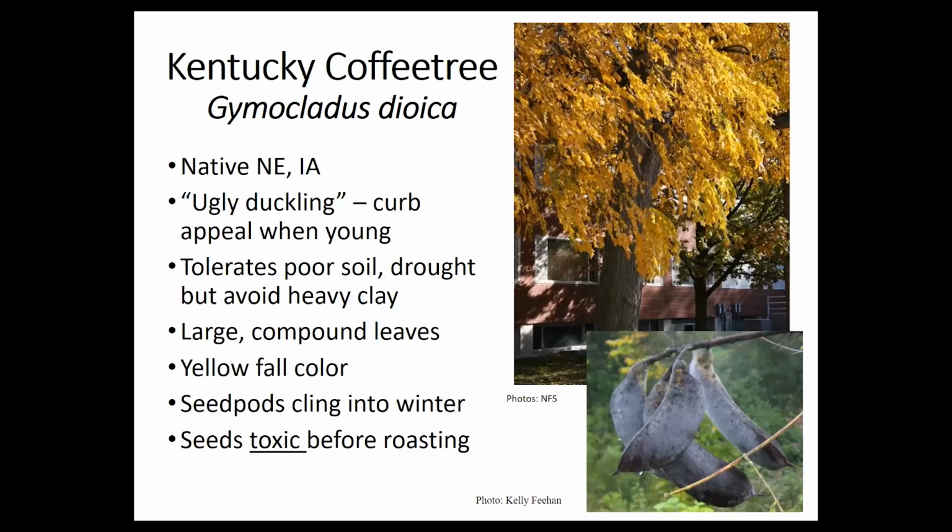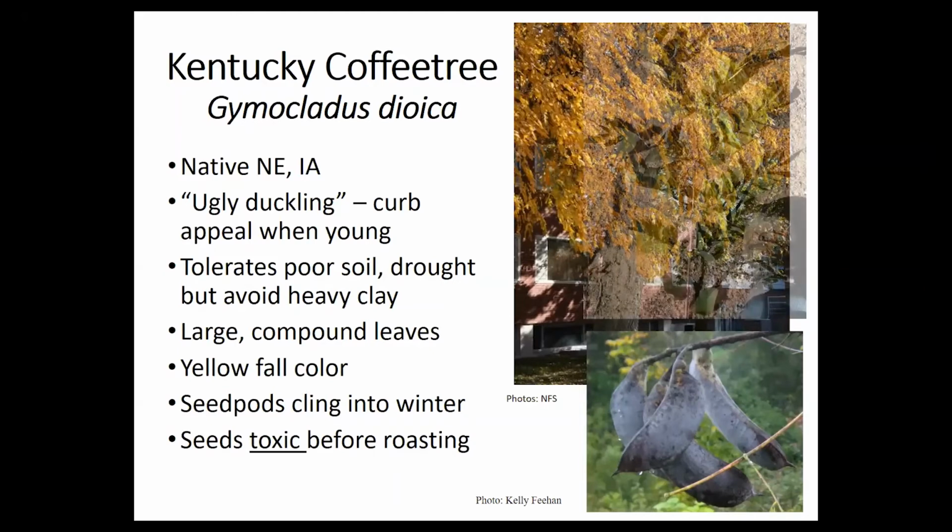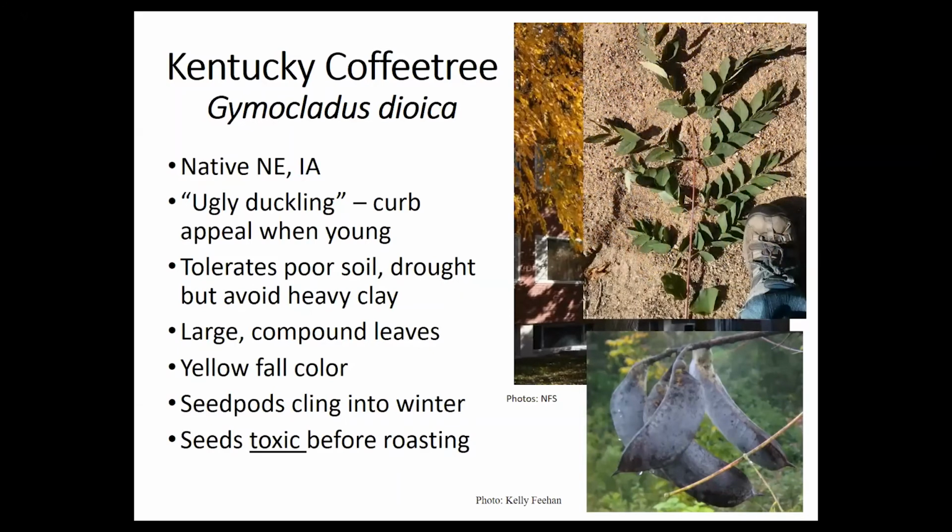Tough tree, tolerant of poor soils, drought. It does not like heavy clay. So it's not a great tree if you have heavy clay, poorly drained. Large compound leaf. Okay. I love taking these into the classroom and showing, this is one leaf. That's a picture of one leaf. So I like to hold it up and tell all the students, you're looking at one leaf. And that entire thing came out of one bud. It's just made up of numerous leaflets. These can have up to 90 leaflets.